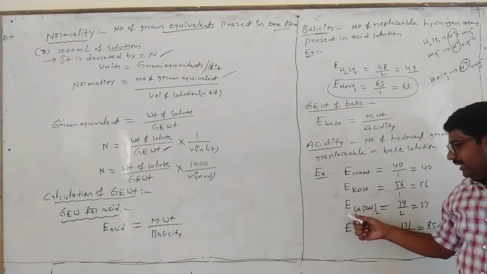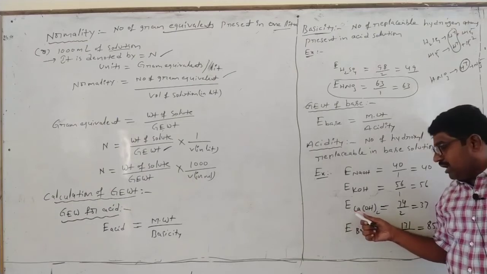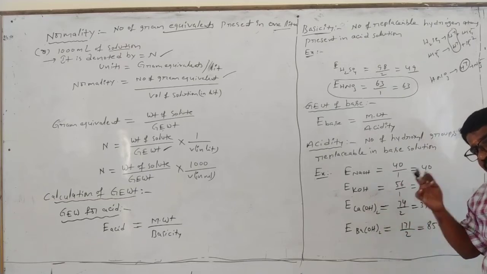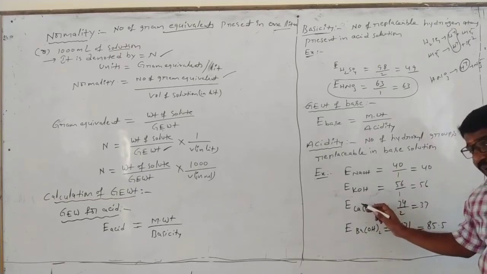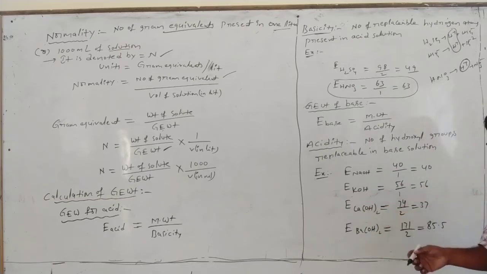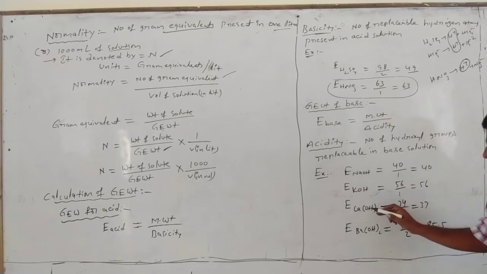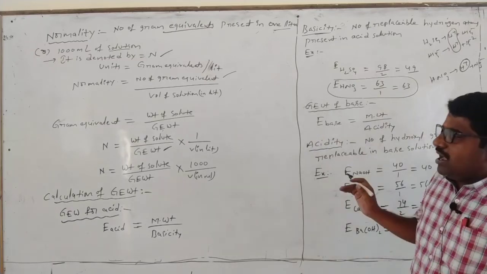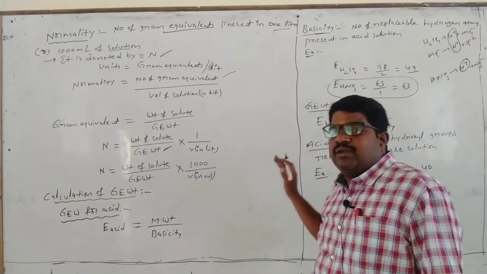Now coming to the gram equivalent weight of Ca(OH)2. Here, how many OH groups can be replaced? 2. Ca2+, 2 OH minus, means 2. So the weight of Ca(OH)2 is 74 by 2, that is 37. Ba(OH)2: 171 by 2, that is 85.5. This is the gram equivalent weight in acids and bases.